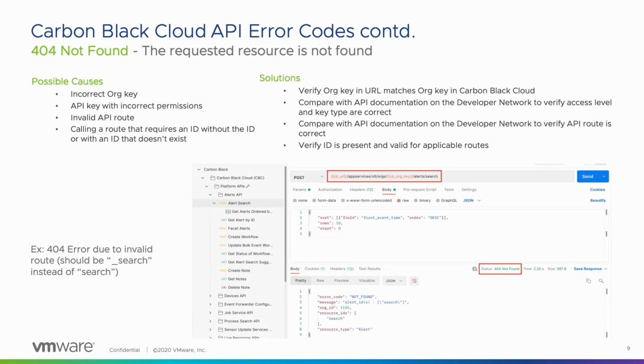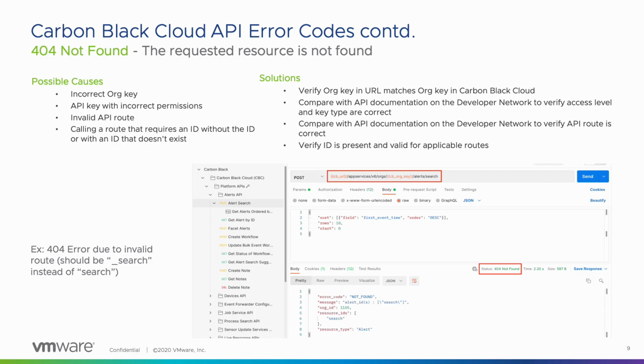A 404 error occurs when the server cannot find the requested resource. This can be caused by an incorrect org key, incorrect permissions, an invalid API route, or calling a route that requires an ID without the ID or with one that doesn't exist.